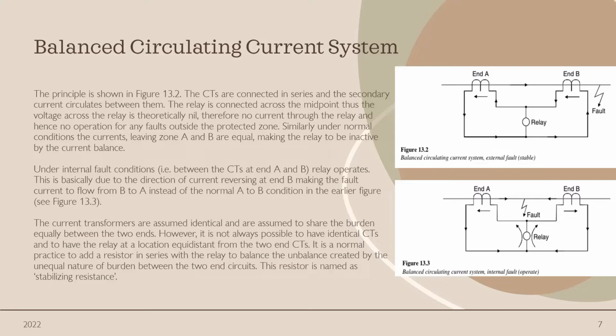This is shown in Figure 13.3. The current transformers are assumed identical and are assumed to share the burden equally between the two ends. However, it is not always possible to have identical current transformers and to have the relay at a location equidistant from the two end CTs. It is normal practice to add a resistor in series with the relay to balance the unbalance created by the unequal burden between the two end circuits. This resistor is named the stabilizing resistance.